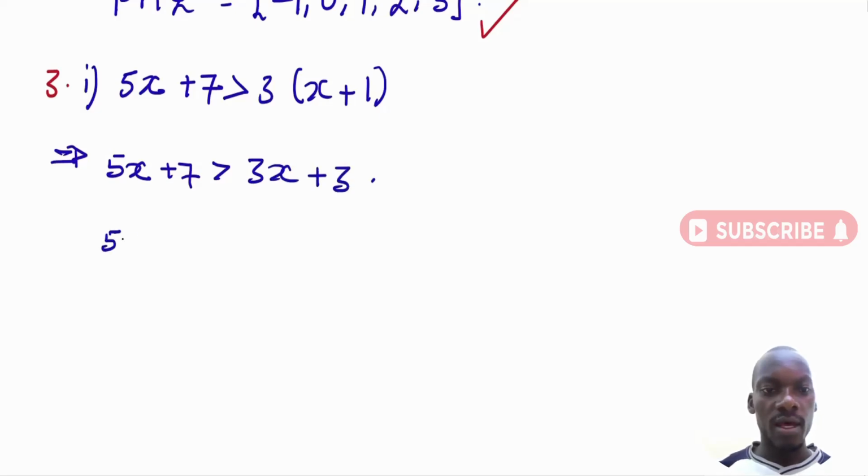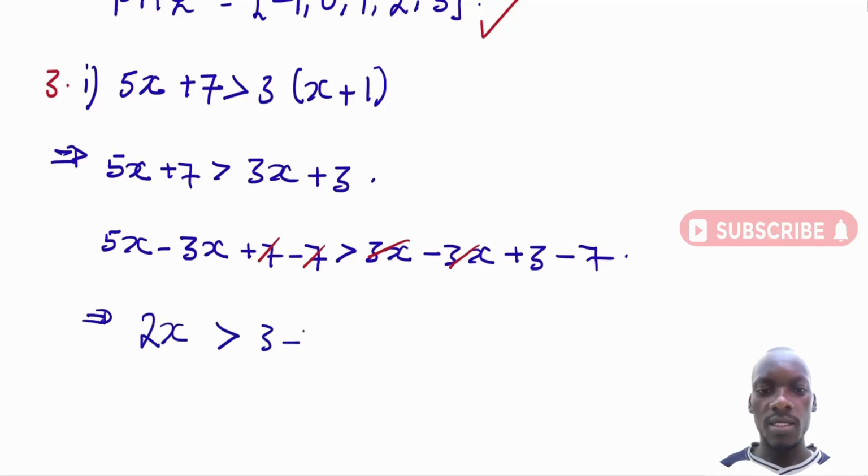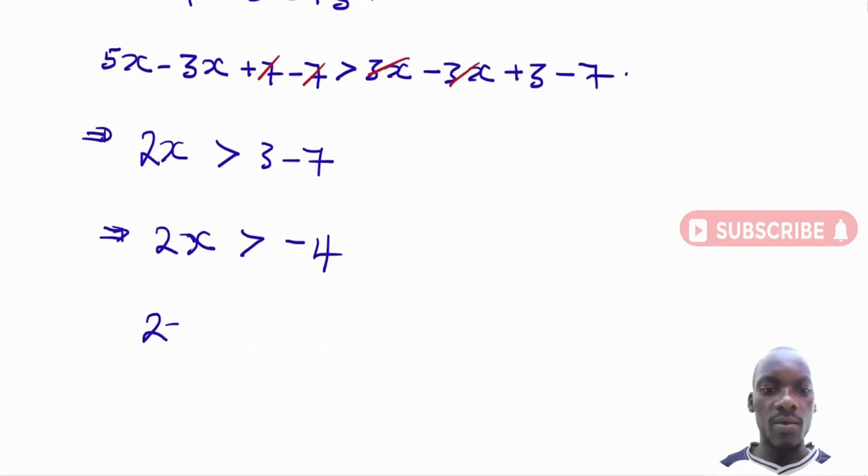We are going to have 5x minus the 3x plus the 7 minus 7 is greater than the 3x minus 3x, then plus the 3, then minus 7. We see that the 3x and the 3x cancel out. The next step, we are remaining with the 5x minus 3x to give us 2x is greater than the 3 minus 7. 3 minus 7 is giving us 2x is greater than negative 4. We can now divide through by 2 so that we remain with x alone. So our x is greater than negative 2.